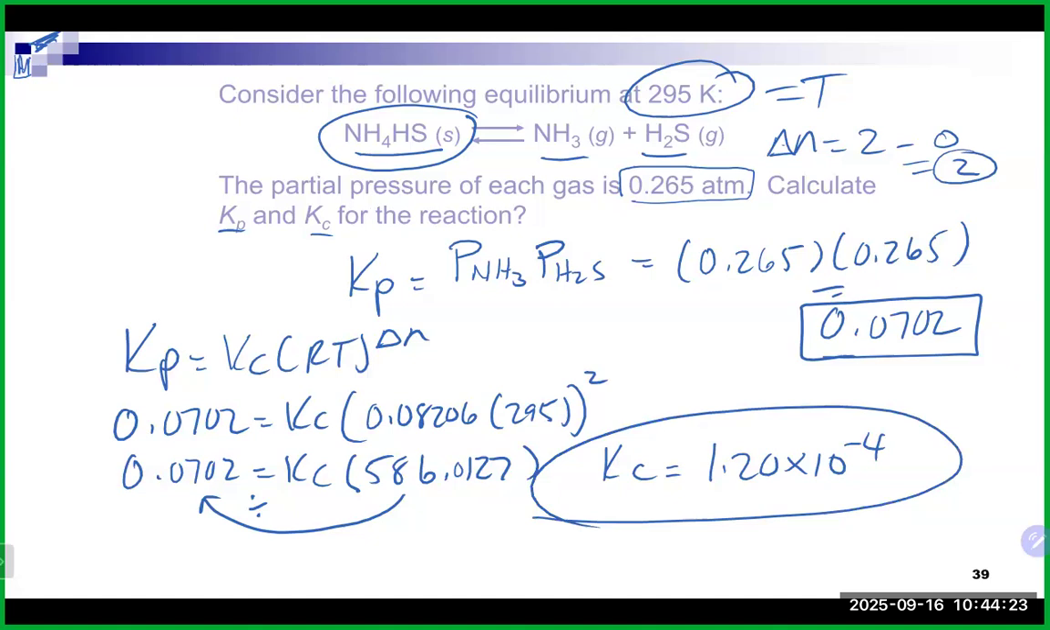Any question on that calculation there? Now, we see here the Kp value is a small value, and so is our Kc value as well. So they're both relatively small. Any questions on that there?